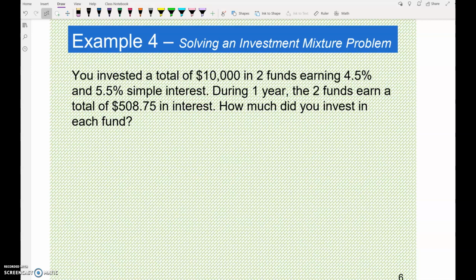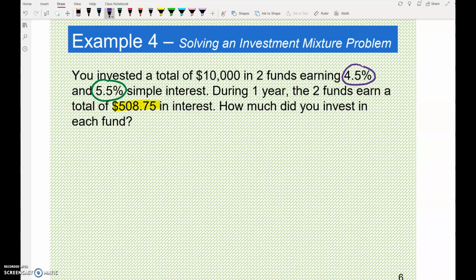So you invested a total of $10,000 in 2 funds, earning 4.5% and 5.5% simple interest. During 1 year, the 2 funds earn a total of $508.75 in interest. How much did you invest in each fund?